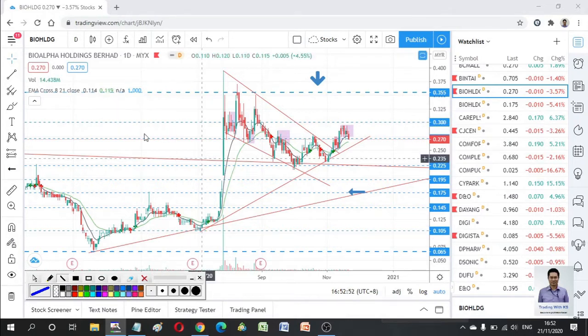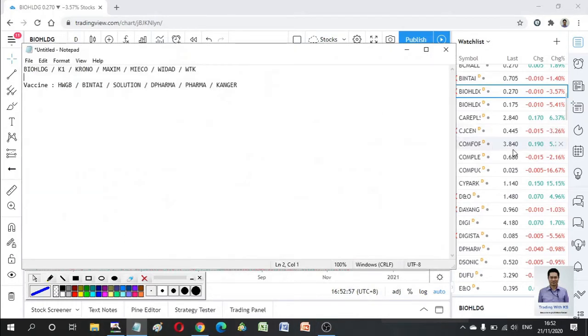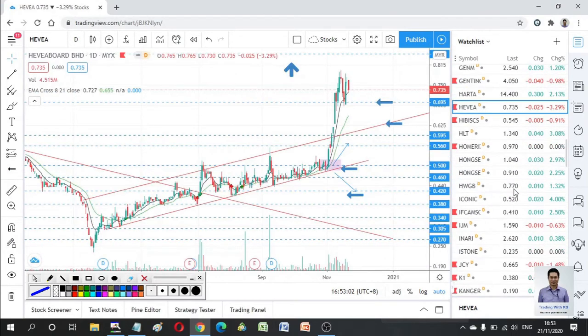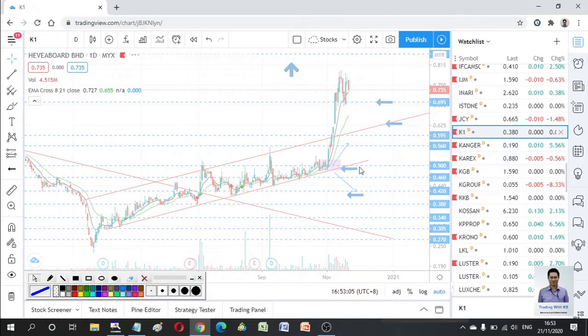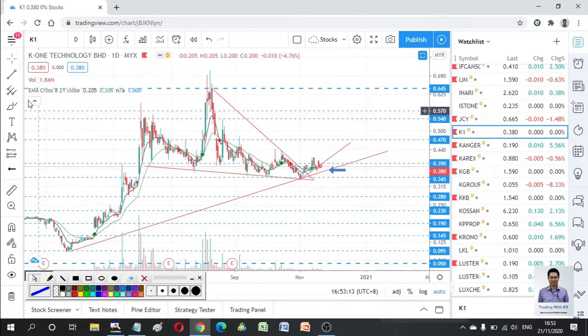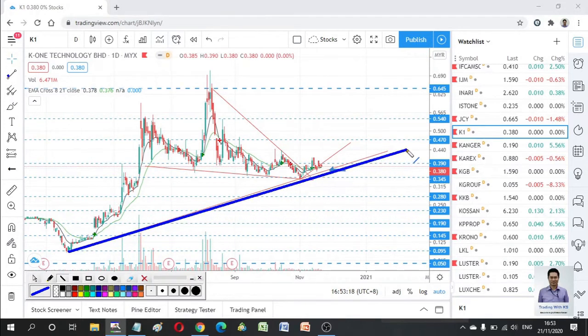Let's look at bio. Let's look at the other one, K1. K1 recently announced a contract for China. I'm not sure whether it's a 20 million or 30 million project from China. So the price actually zigzags around here. It doesn't show a lot of momentum even with the announcement of the project. So this is the main trend line that you have to check out. As long as the price can hold above this trend line, there is opportunity. If the price bounces from this trend line, there is opportunity for you to buy.